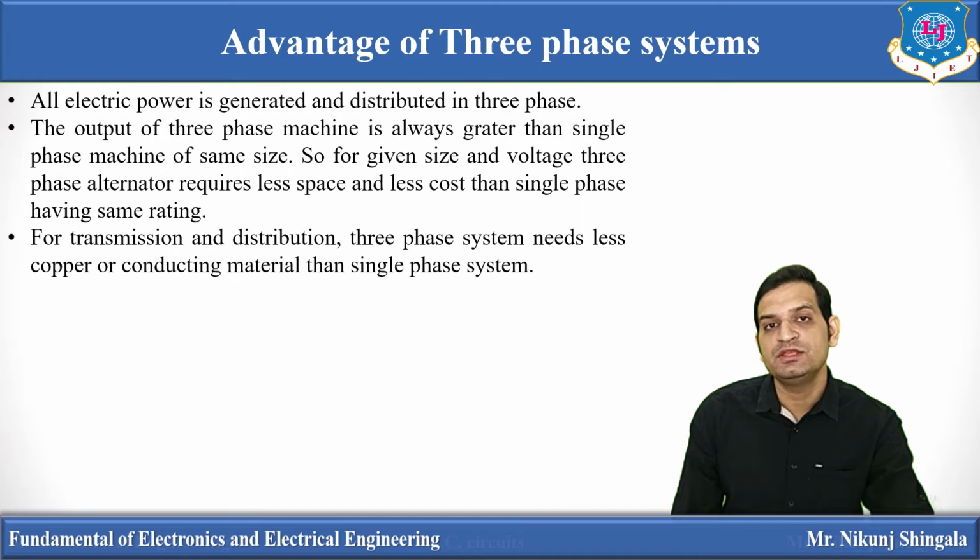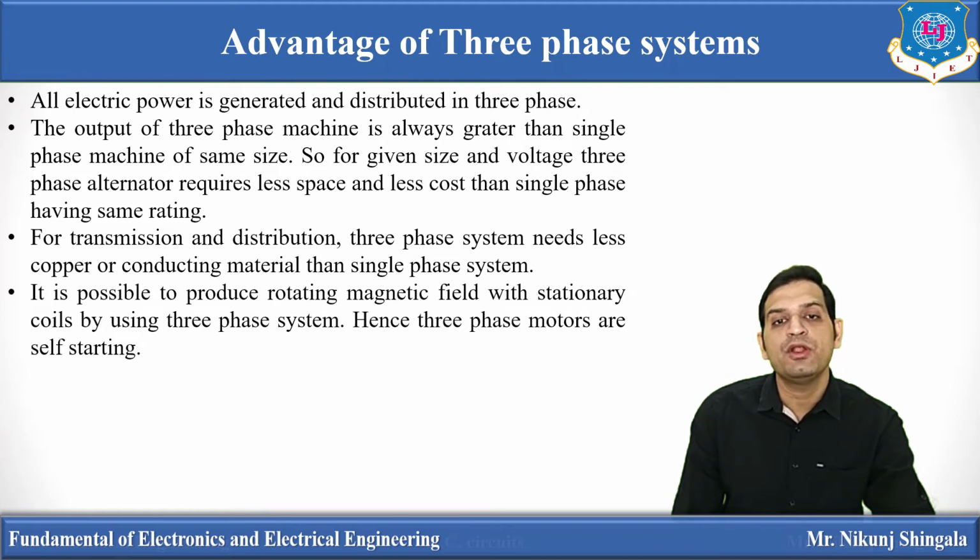As far as transmission and distribution are concerned, the three-phase system requires less copper or conducting material than the single-phase system, because with a three-phase system a higher amount of power can be transmitted. So the cross-sectional area of the conductor also reduces as compared to the single-phase system.